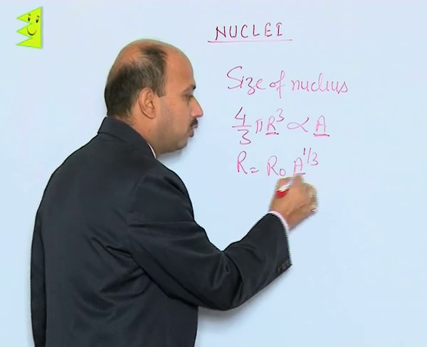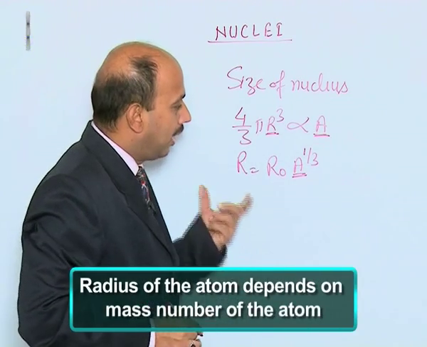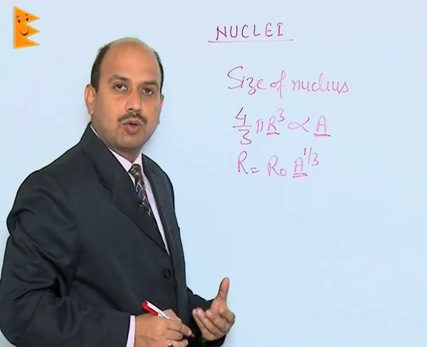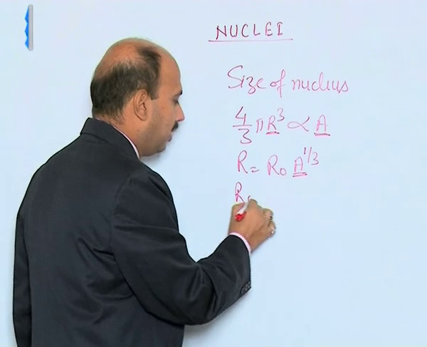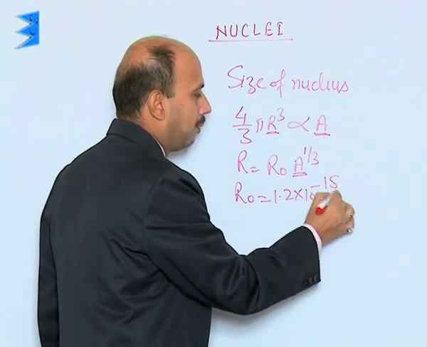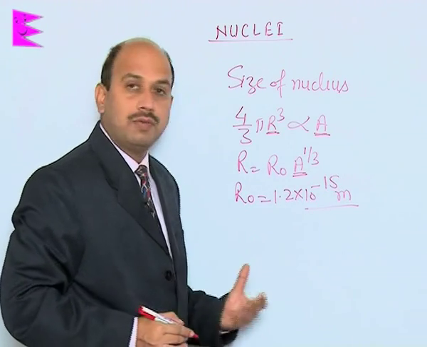So, A is the mass number. The radius of the nucleus depends on the mass number, where R naught is called the empirical constant, and its value is R naught equal to 1.2 into 10 raised to power minus 15 meter. So, this is about the value of R naught.